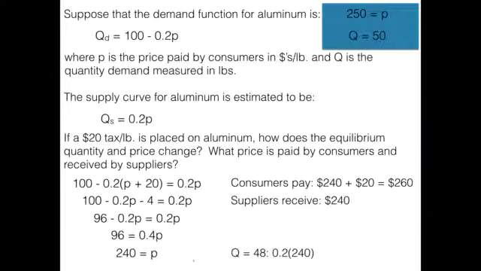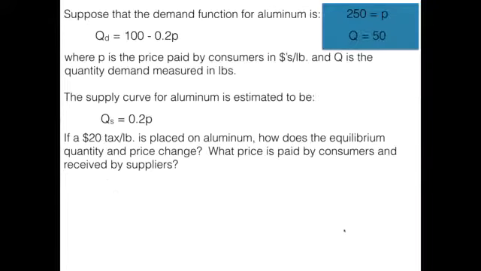Realizing that that's the equilibrium price, consumers are still responsible for the $20 per pound tax, so they're paying $240 in the marketplace plus the $20 tax, so the total expense of buying that aluminum per pound is equal to $260, and the suppliers are just receiving the equilibrium price in the marketplace. And determine what the new equilibrium quantity is. We can put that equilibrium price into the supply curve, which yields a Q of 48.